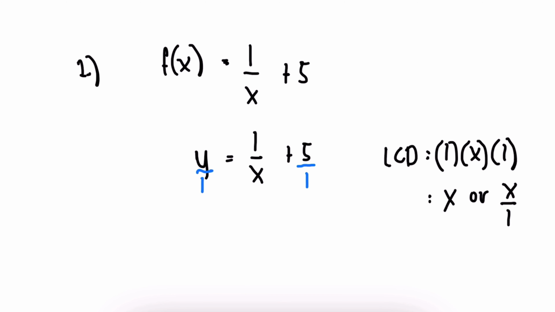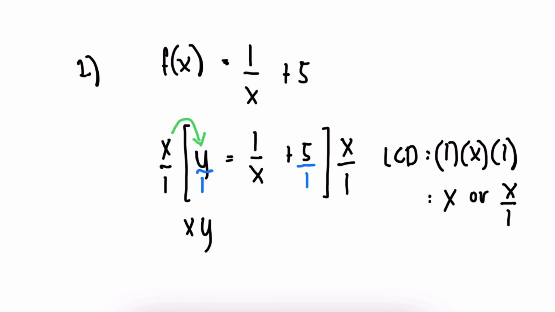Next, to isolate the variable x on one side, multiply both sides by x over 1. To multiply a fraction, multiply numerator to numerator, then denominator to denominator. So, x over 1 multiplied by y over 1, x multiplied by y, that is xy, then 1 multiplied by 1, that is equal to 1.